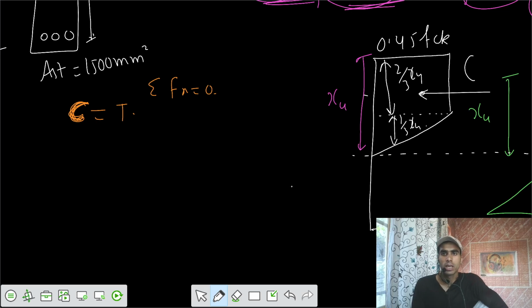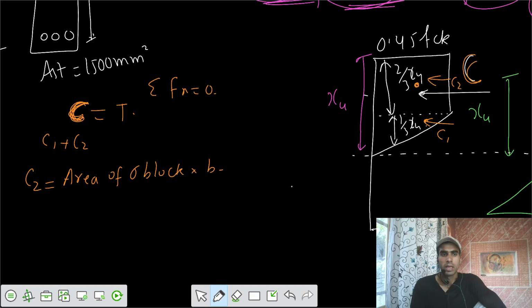The value of C would be, there is some C1 and there is some C2, and the resultant of those two is the value of capital C. So C equals C1 plus C2. So I need to solve C1 and C2. Let's solve C2 first, the rectangular part. C2 is the area of the stress block into width B. Area of the stress block is 0.45 FCK into 2 by third of XU, and I have to multiply that B also.